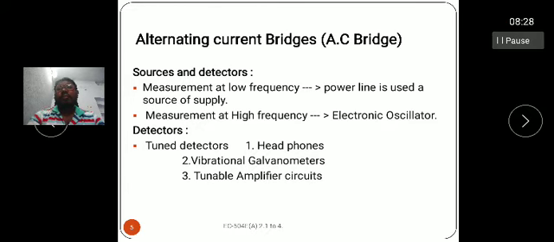These are the sources we are using with respect to frequency levels. For low frequency measurement we are using the power line as the source of supply, and for high frequency we are using the electronic oscillator. For detectors, based on the requirement of the circuit, we are using headphones, vibrational galvanometers and tunable amplifier circuits.